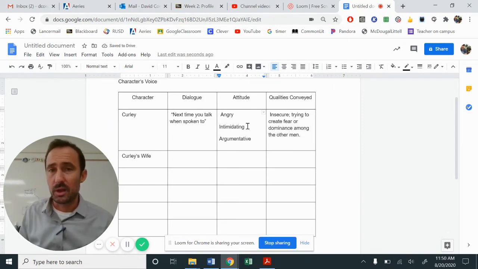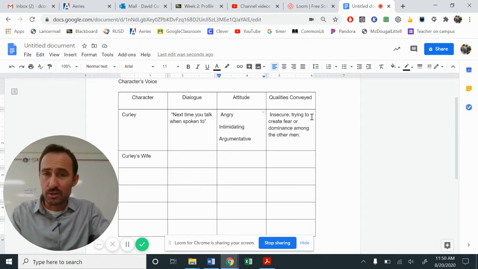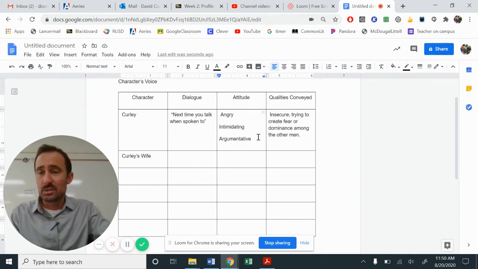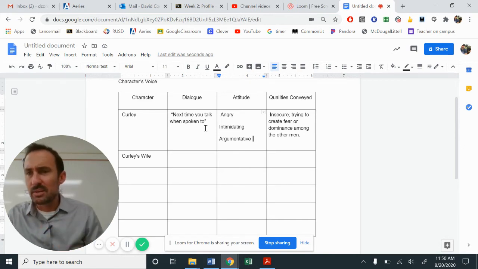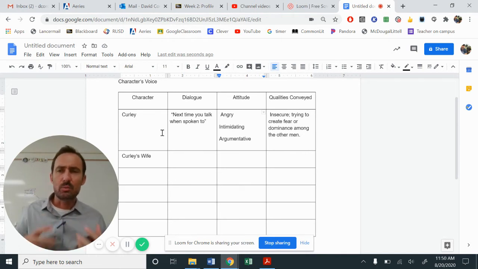Argumentative. Okay. So what does this actually say about our characters? From this, we're able to tell there's a lot going on for him simply because he said, "Next time you talk when you've spoken to." He's almost giving an order, and he just met these people. Now, even though we have these components, we have to always dig deeper to understand what's happening.